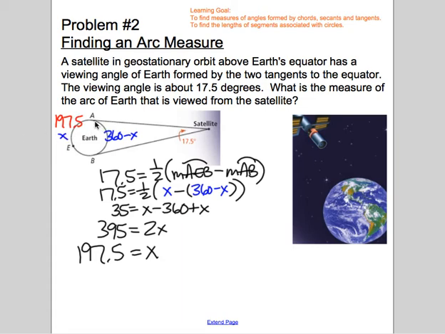Now that's fantastic, but we're looking at what the satellite can actually see of Earth. So we want to take its complement from 360. So we actually want to know what 360 minus 197.5 is, and we find that this satellite can see an arc of Earth that is approximately 162.5 degrees. So this is the final answer to the question.